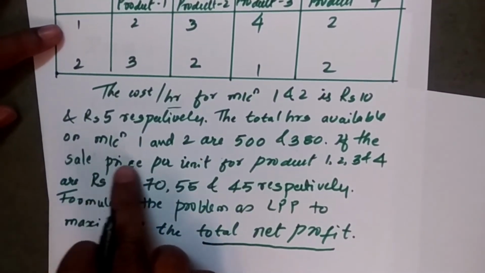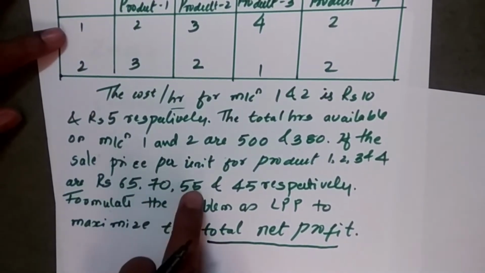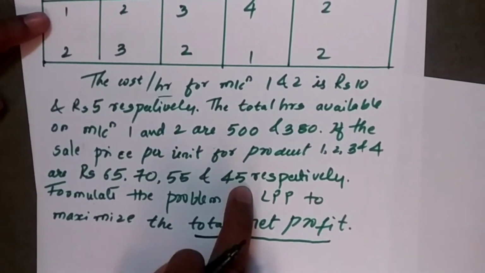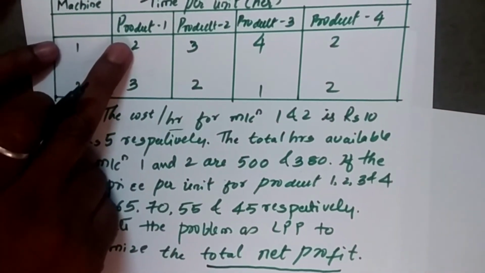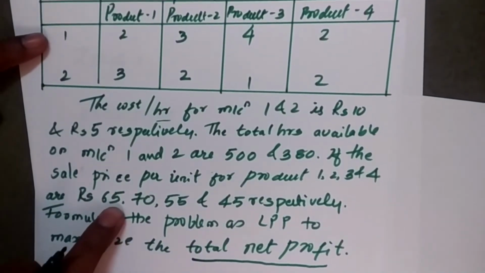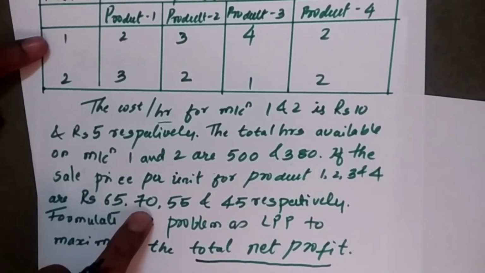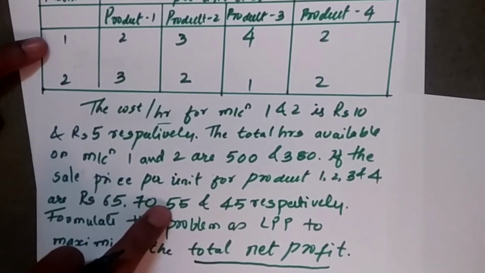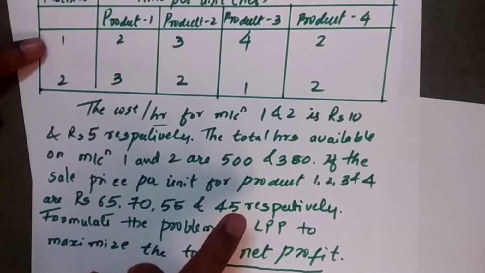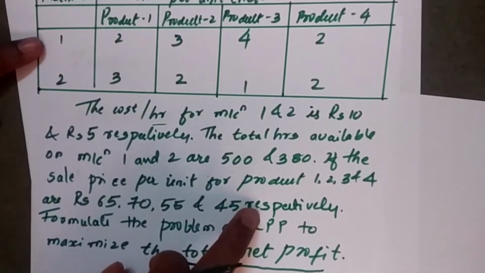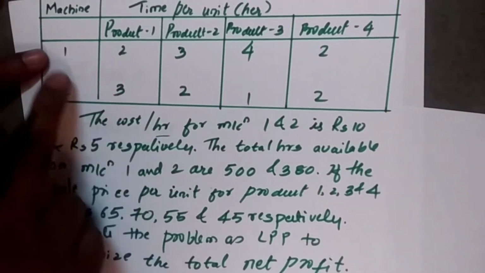What they have given is the sales price per unit for products 1, 2, 3, 4: 65 rupees, 70, 55 and 45. What is the meaning of this? If I sell one unit of product 1, how much will I get as a sale? 65 rupees. Similarly, if I sell product 2, I get a sale price of 70. For the third it is 55 and for product 4 it is 45 rupees. This is the sales price.